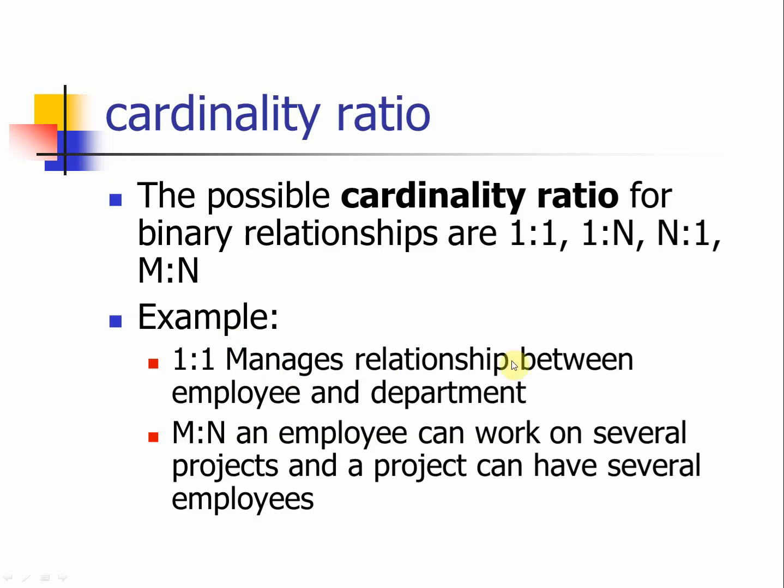For example, the manages relationship is one-to-one, indicating that you can only manage one department and every department has only one manager. M to N is like an employee working on several projects. Every employee can work on several projects and every project can be worked on by several employees. Therefore, this is the best example to describe the M to N relationship.